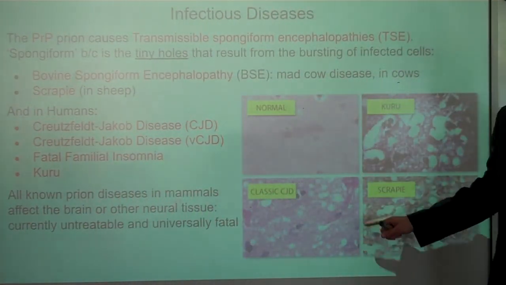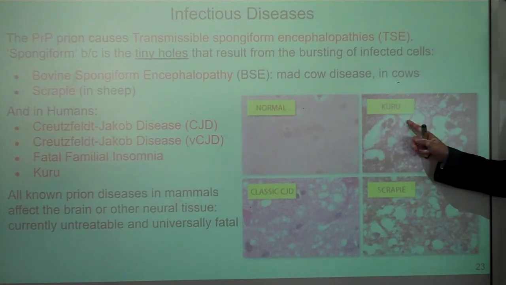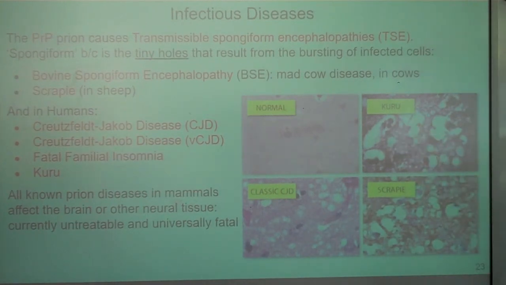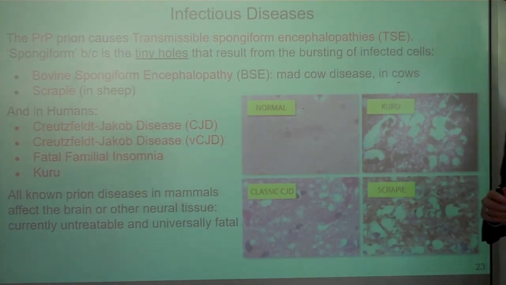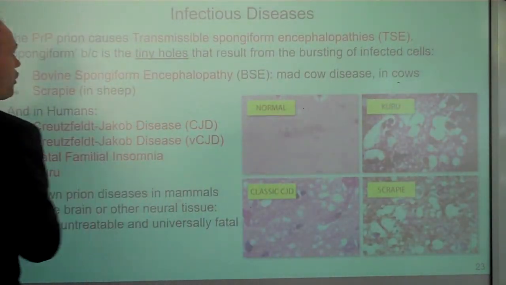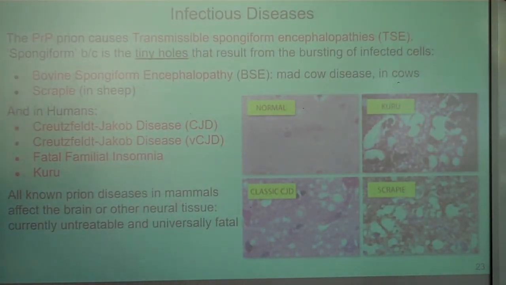Scrapie affects sheep. Kuru, you see in New Guinea natives, where part of their culture would be to eat deceased family members. Sorry, part of their cannibal culture. Not so much anymore, but if the family member had died from effectively mad cow disease, then you've transmitted it to every other member of the family as well. So, not particularly pleasant. Bovine spongiform encephalopathy is mad cow disease, and it's called scrapie in sheep.